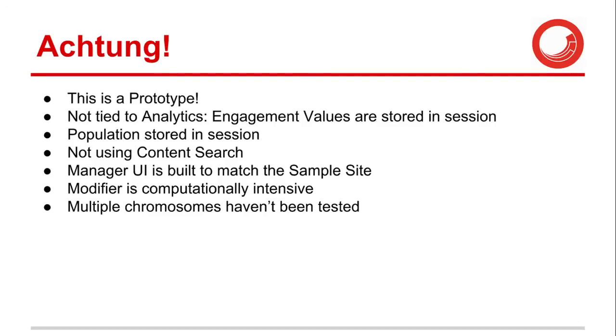Right now it's not using content search; it's just using a Sitecore query. I wanted people to be able to create content in buckets and tag it, and then just use a content search, but it's not doing that yet. That's probably where I'm going to go with it, though. The manager UI is built to match the sample set. The number of placeholders it's showing is the same exact number as the sample site. It's not a utility that can be used for any site or solution, so be aware of that too. The modifier, like I mentioned earlier, is computationally intensive, and it was disabled for this, but as a concept it's a good idea.